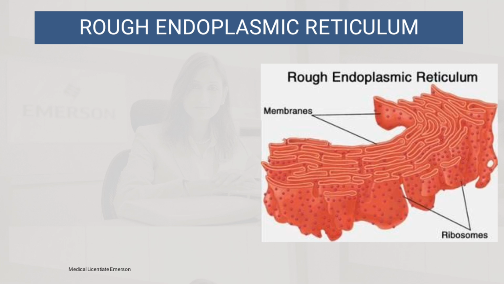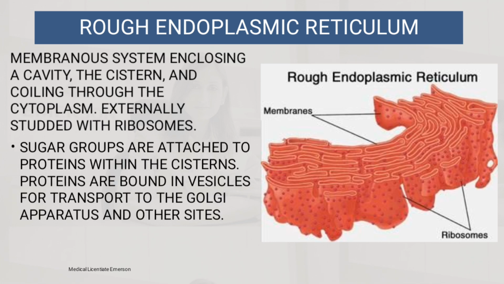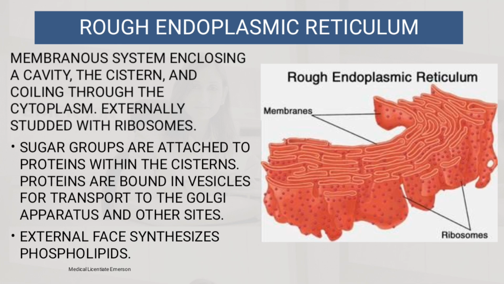Okay, then we have the rough endoplasmic reticulum. So this is a membranous system enclosing a cavity with the cisterns, coiling through the cytoplasm, externally studded with ribosomes. So we call it rough because it has ribosomes on its surface. Then sugar groups are attached to proteins within the cisterns, and proteins are bound in vesicles for transport to the Golgi apparatus and other sites. The external surface synthesizes phospholipids.